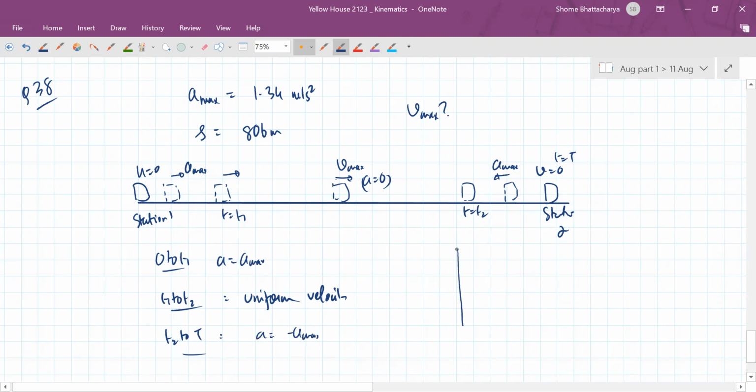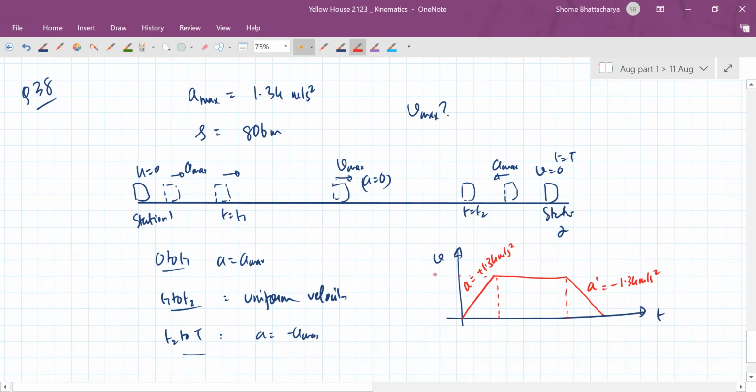So your velocity time graph, if you have to cover this in the minimum time so that in between you have the maximum velocity, it has to look like this. So here A is plus 1.34. This part, the acceleration is minus 1.34. Okay. And in between here, you're having the maximum velocity you're going with. So this time is T1, this time is T2, and this is the total time.